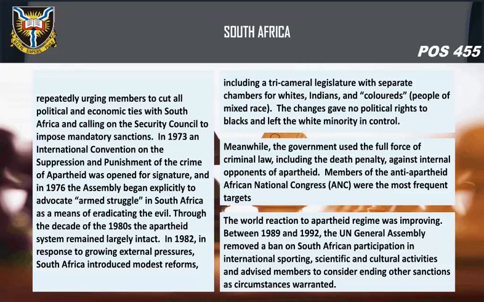In 1982, in response to growing external pressures, South Africa introduced modest reforms, including a tricameral legislature with separate chambers for whites, Indians and coloreds, people of mixed race. The changes gave no political rights to blacks and left the white minority in control. Meanwhile, the government used the full force of criminal law, including the death penalty, against internal opponents of apartheid. Members of the anti-apartheid African National Congress (ANC) were the most frequent targets. The world reaction to the apartheid regime was improving.